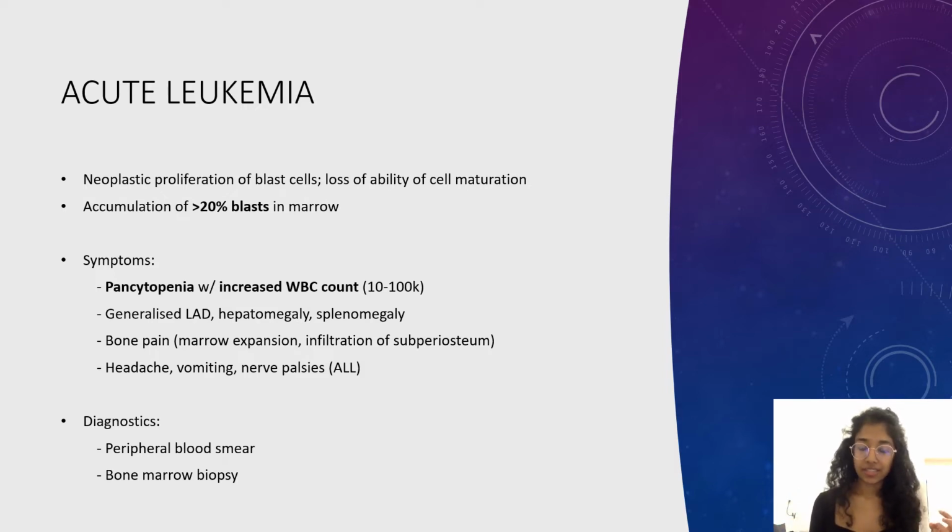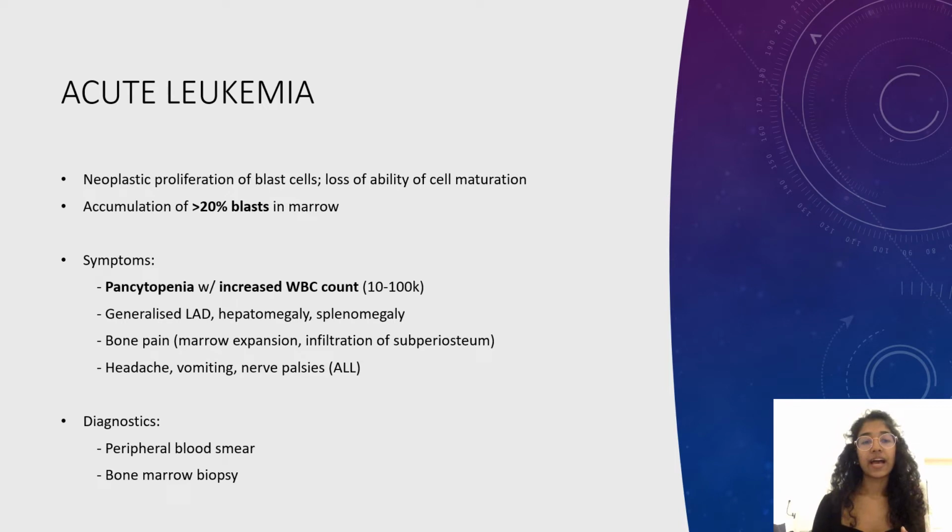Normally, your white blood cell count is around 4.5 to 11,000 cells per microliter, whereas in the case of acute leukemia, you will have it being 10 to 100,000 cells per microliter. Moreover, generalized symptoms include generalized lymphadenopathy as well as hepatomegaly and splenomegaly.